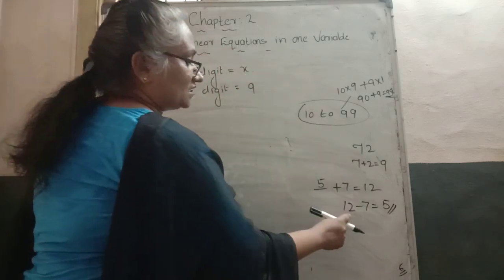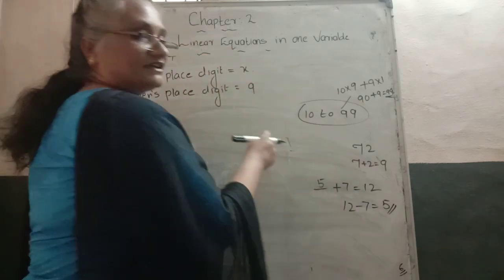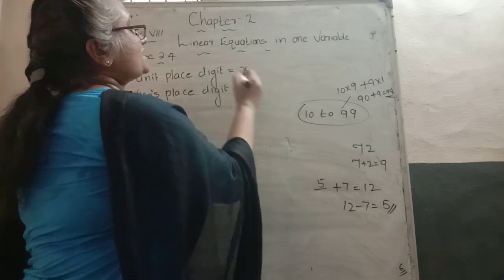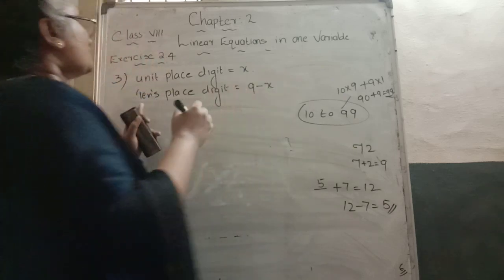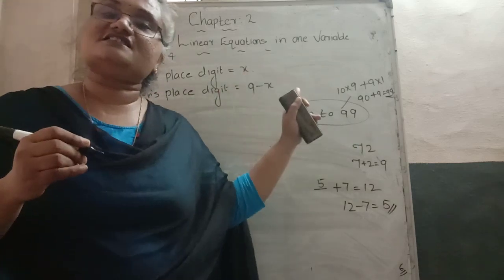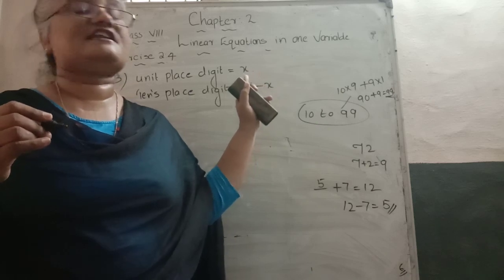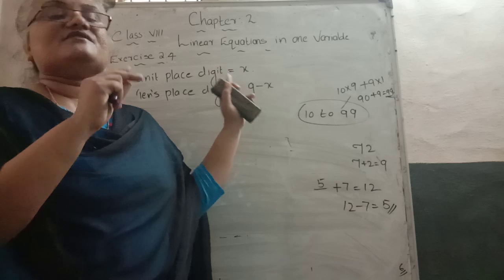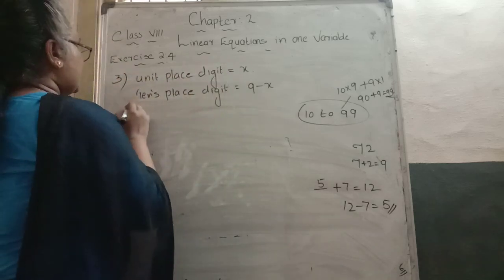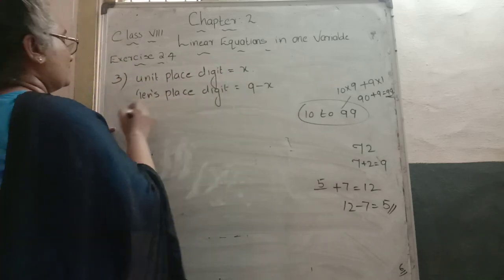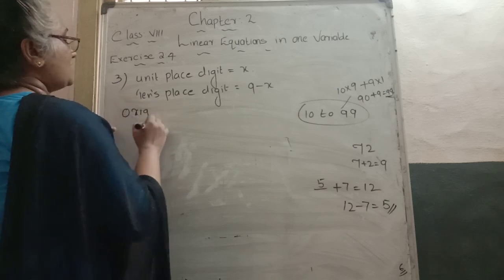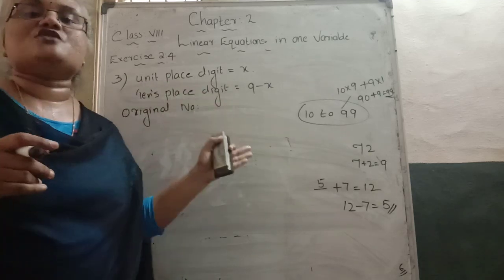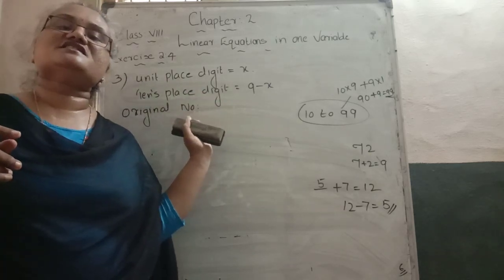So the result is subtracted by the known place number. That's why the known place number, the unit place digit, is given as x. So the tens place digit we consider as 9 minus x. How do we get 9? The sum is given in the question: the sum of that two-digit number is 9. Next, the question asks us to find the original number, so we find the x value and then substitute it in the original number.